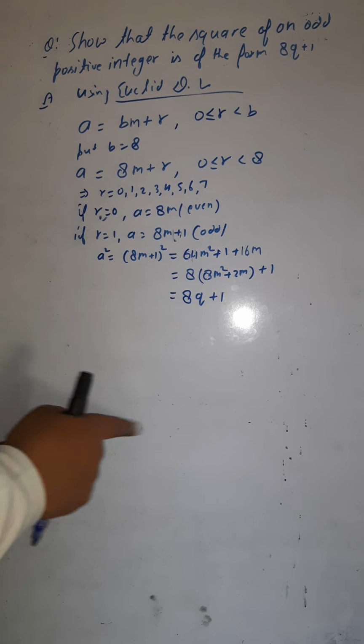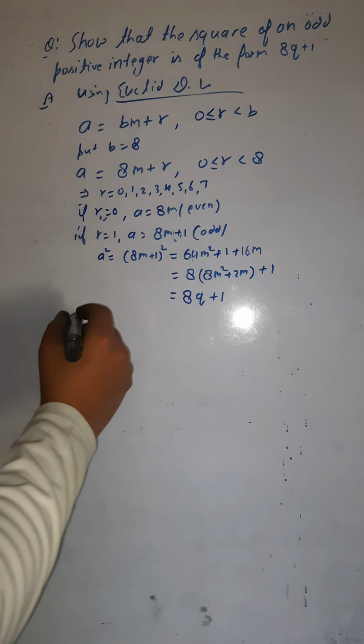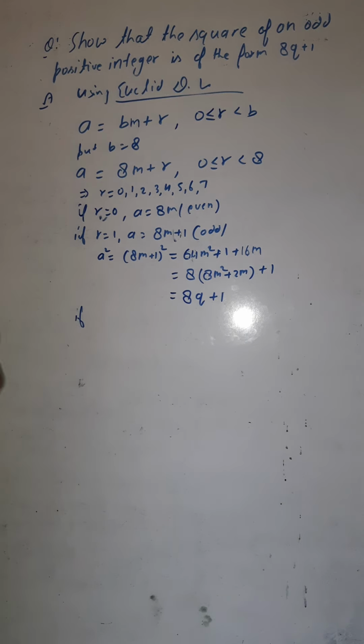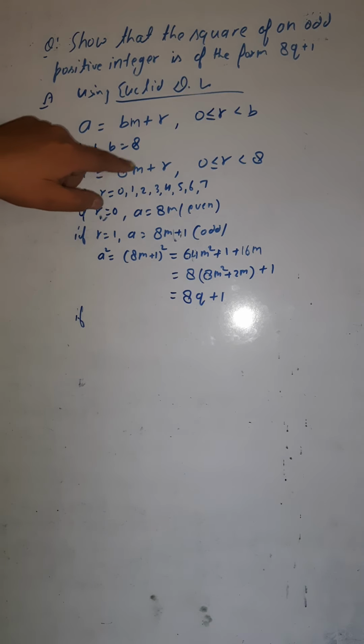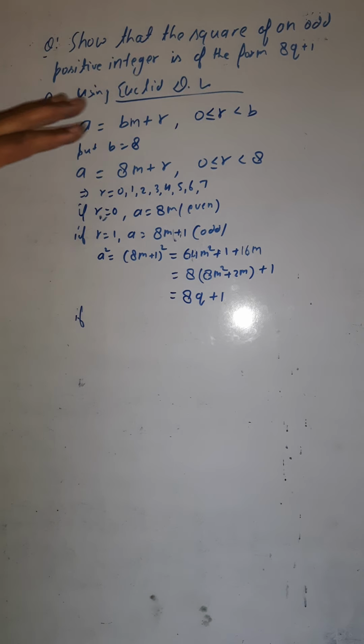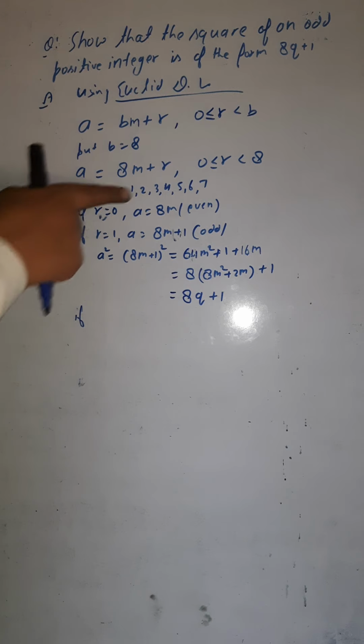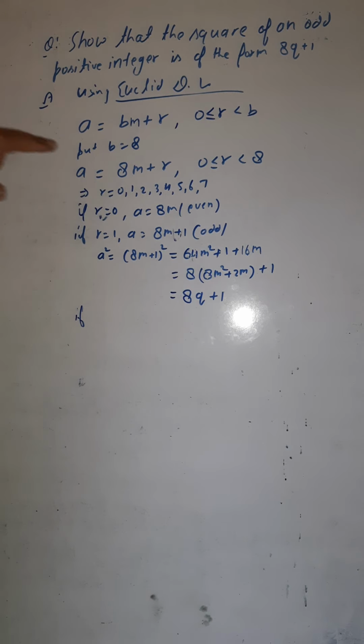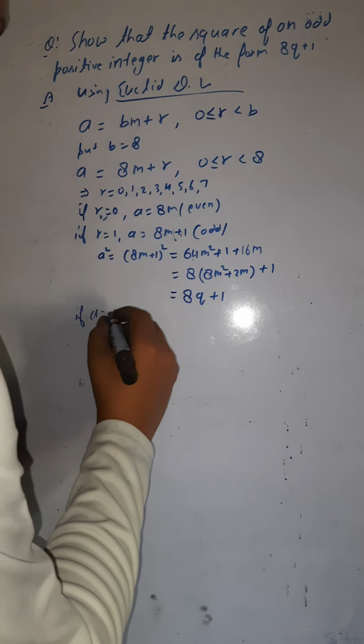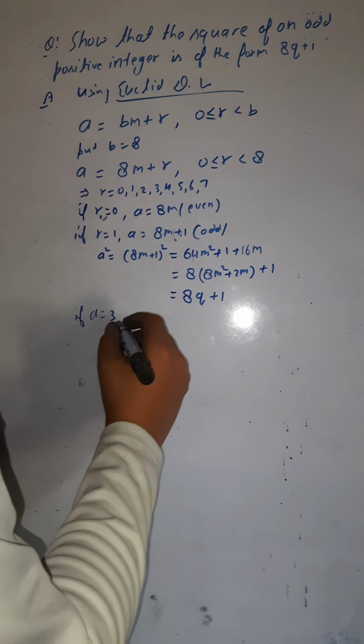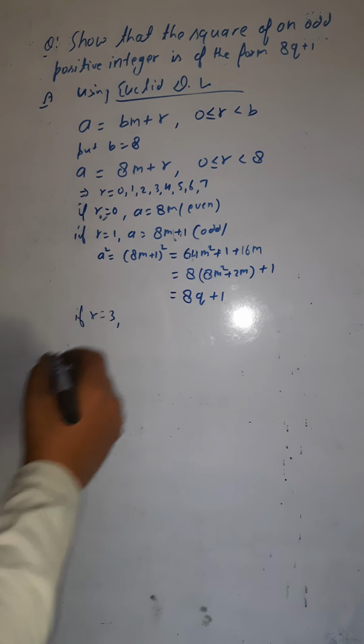Getting this? Very good. Now I am taking another odd integer. Now if I put r equals 2, then I would get the value 8m plus 2, which would become an even integer. But I have to find the square of an odd integer, so I would not take the value 2 here. Now let's take the value 3. So a would be 8m plus 3. Now this is odd. Okay. If r equals 3, sorry, r equals 3.